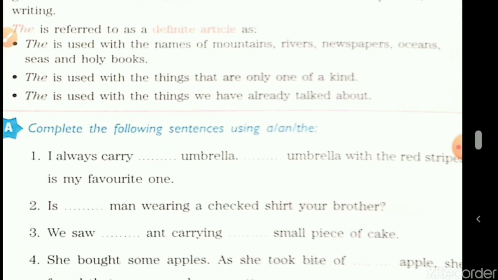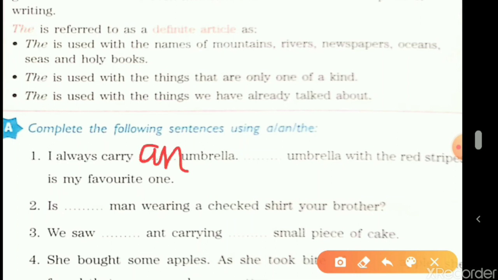Now please listen carefully and I will be explaining this. I always carry blank umbrella. Before umbrella, since umbrella starts with a vowel, we will be using an. I always carry an umbrella. Now, the word umbrella has been repeated in the second sentence. So we have already talked about it before. So we'll be using the in the second one. First, we'll be using: I always carry an umbrella. Now, since we have used the word umbrella in the first sentence, in the second sentence the will come.